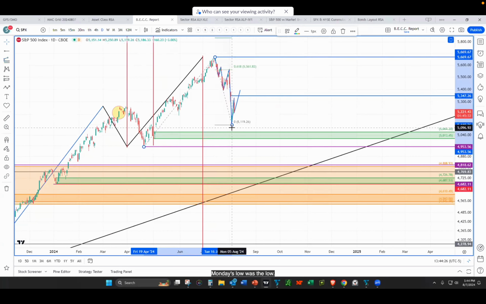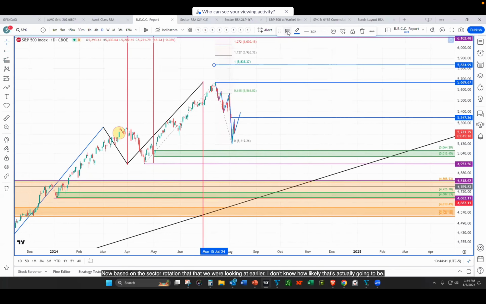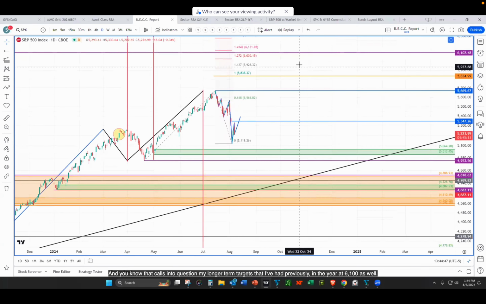If Monday's low was the low, and if we are going to continue this uptrend, then what I would expect is to see that the market trades up to and around that 58.35 level. Okay. Now, based on the sector rotation that we were looking at earlier, I don't know how likely that's actually going to be. And that calls into question my longer term targets that I've had previously in the year at 6,100 as well.